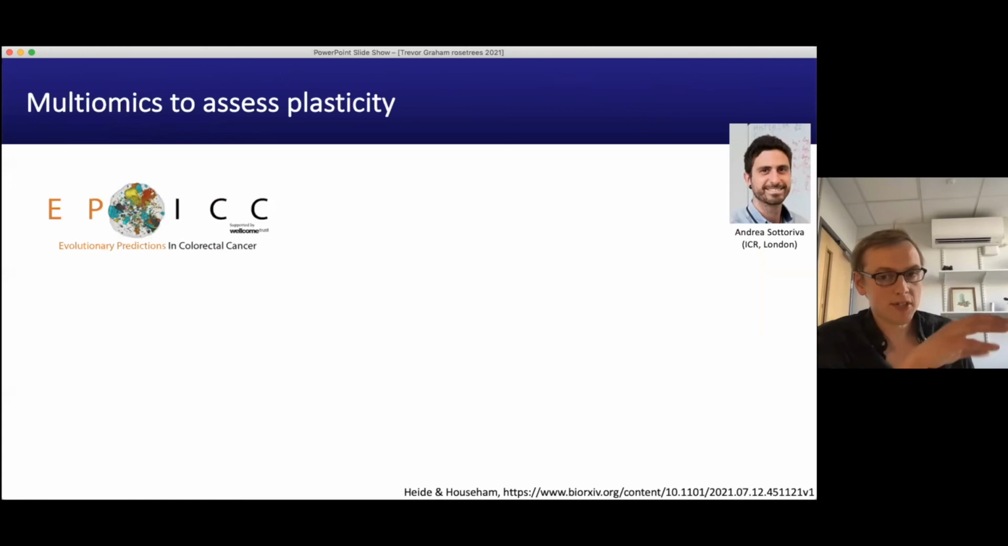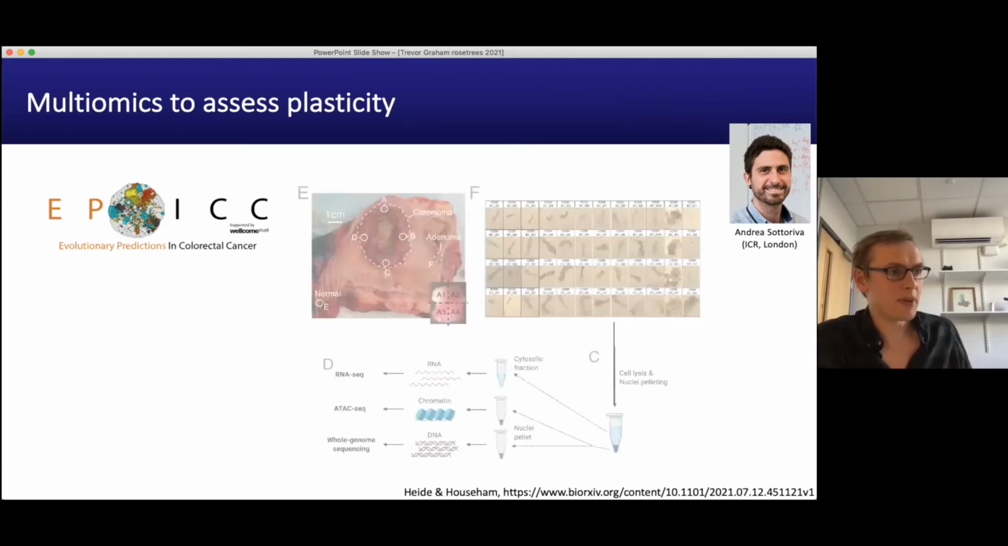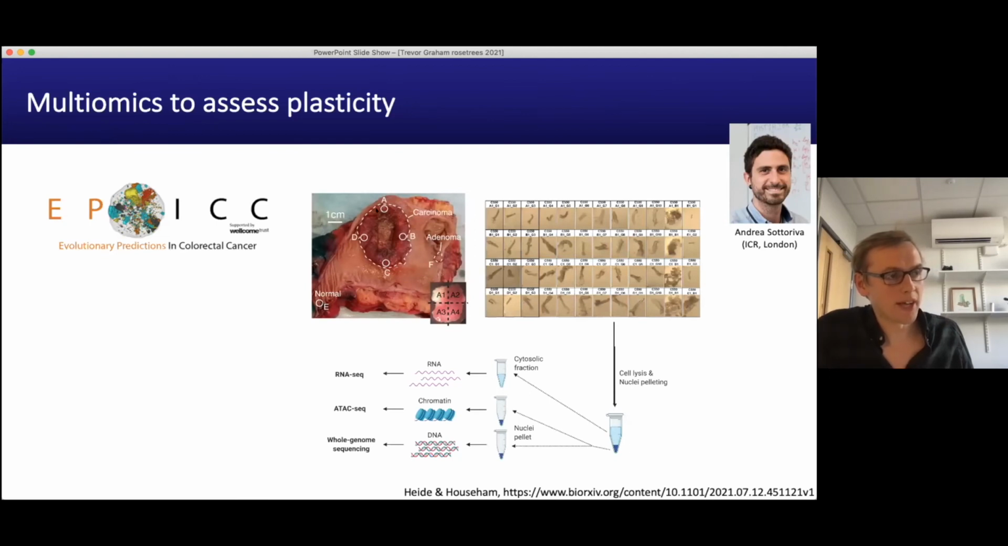So again, we started doing this work in primary colorectal cancers. We have a study which is called EPIC, funded by the Wellcome Trust, which is a collaboration with Andreas Otteriva here. And in EPIC, what we did was take primary colorectal cancers. We did multi-region sampling from them. And within each of these large multi-region samples, we took a number of much smaller samples. These are individual colorectal glands from the tumors. And we developed an assay to do multiomics on each of these glands. So specifically, we do deep whole genome sequencing, chromatin accessibility by ATAC-seq and RNA sequencing.